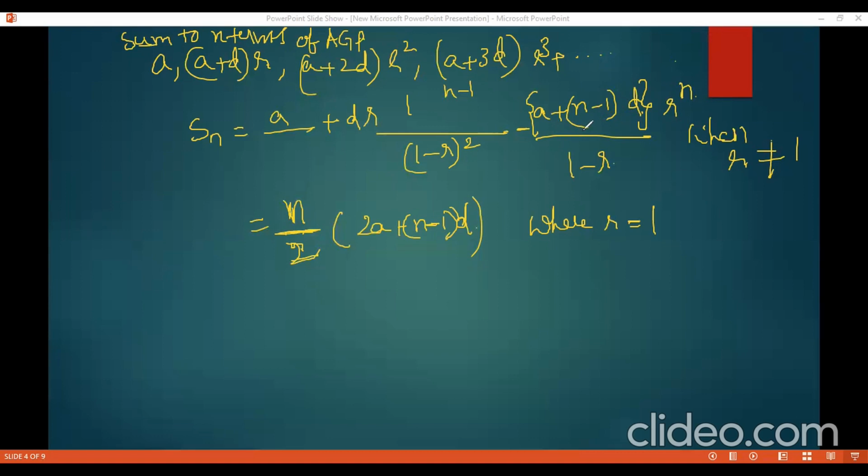Got it? Now, in the same way, we can find, or otherwise can we do one example?